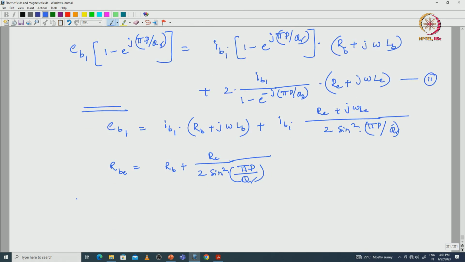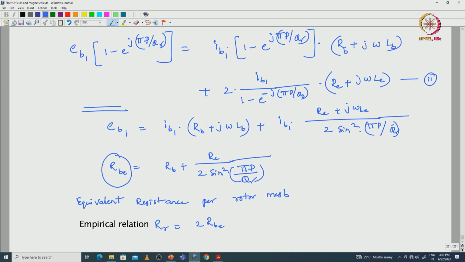Now to find the equivalent resistance per rotor mesh, that is RR, which is equal to 2 into RBE, 2 times the effective resistance of each bar of the rotor, we can find the rotor resistance per mesh. This is the final equation to calculate the rotor resistance.